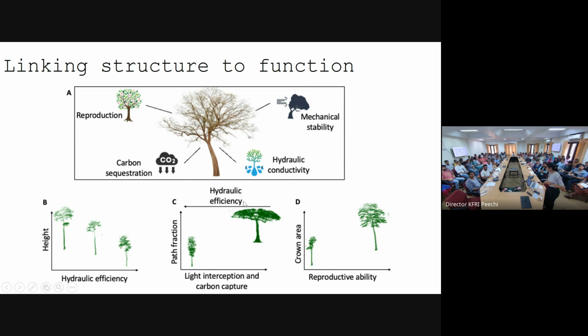One of the hypotheses is that a tree which has an umbrella-shaped branch structure is going to be really good at intercepting light and therefore carbon capture, but it's going to be hydraulically inefficient, because the water from the root has to reach all the leaves until the tips. If you have a really umbrella-shaped structure, you're going to have a lower hydraulic conductivity because the water has the same path length to reach all the tips of the leaves. Whereas if you have a lower path fraction, you're going to be better at hydraulic conductivity, but probably not so good at light interception and carbon capture.